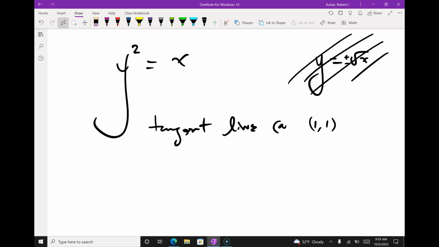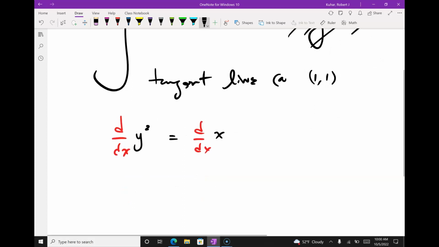We already did our derivative here, right? But I want just to stress the notation here. I'm doing ddx of y squared should equal ddx of x. Ddx is simply an operator called the derivative. Okay? So what do I get on the left? I get 2yy prime equals 1. This one I can solve for y prime. Are we okay here?